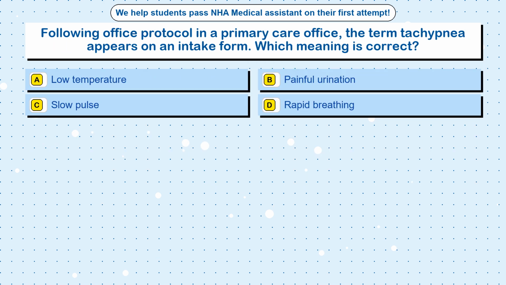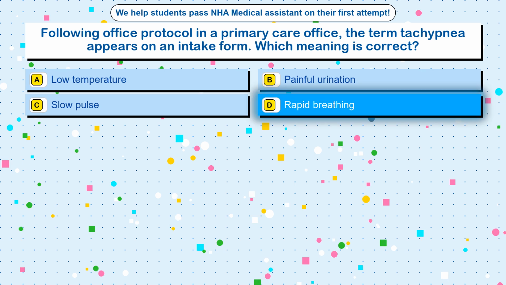Question 22. Following office protocol in a primary care office, the term tachypnea appears on an intake form. Which meaning is correct? Option A. Low temperature. Option B. Painful urination. Option C. Slow pulse. Option D. Rapid breathing. The correct answer is option D.